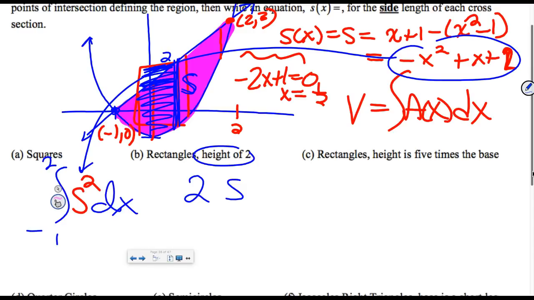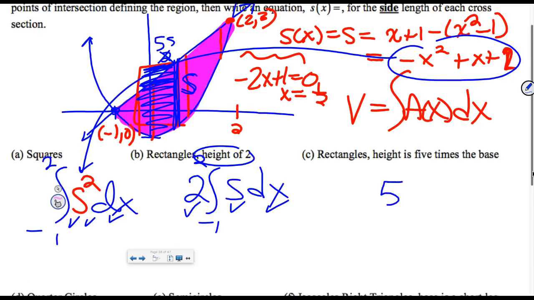What's its depth? dx. There's your, by the way, you always need 3 dimensions. 1, 2, 3. 1, 2, 3. Integrate from -1 up to 2. What if the rectangle is 5 times its base? Then gone is the 2, and in comes a what? 5s. How do I integrate that? It would be 1 dimension, 5s, times the next dimension, s, times the third dimension, dx.